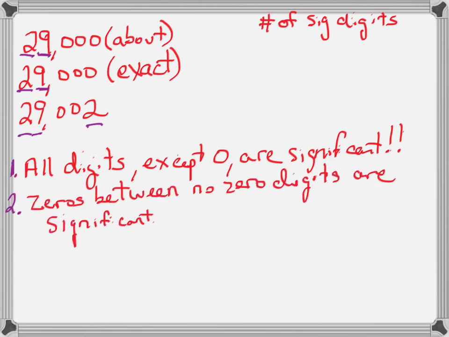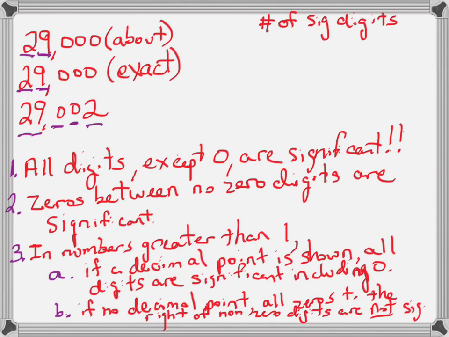Zeros between non-zero digits are significant. So in our example here, the first one, we have zeros, but they're not between non-zero digits. There's a 2 and a 9 on the left, but there's no other digit on the right of those zeros, so those aren't necessarily significant. Same with the second one. But in the third example, notice these 2 zeros fall between 2 non-zero digits. They fall between the 2 and the 9 on the left and the 2 on the right. So those are significant in the third number.